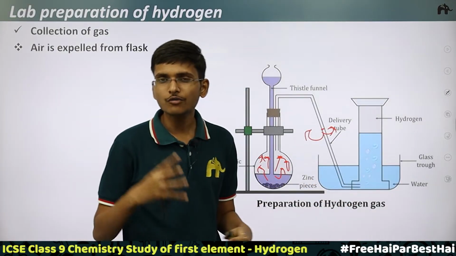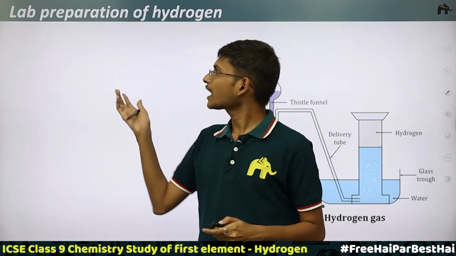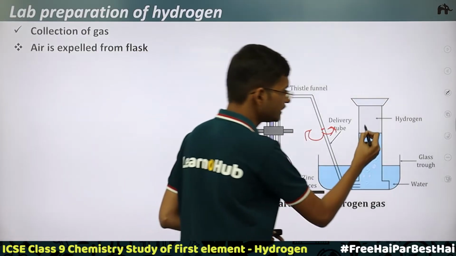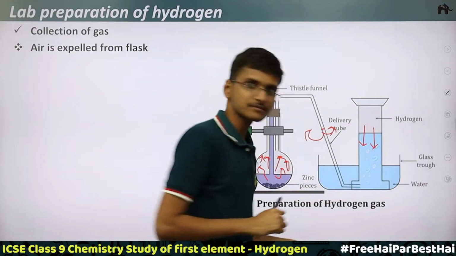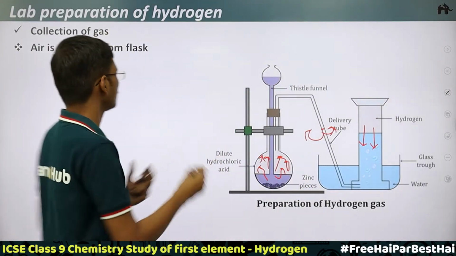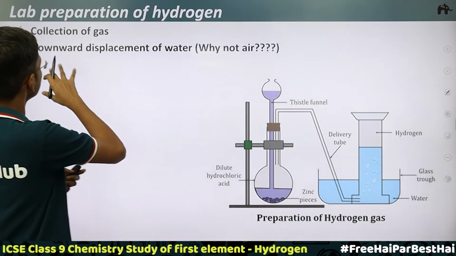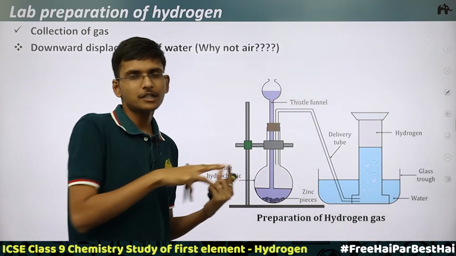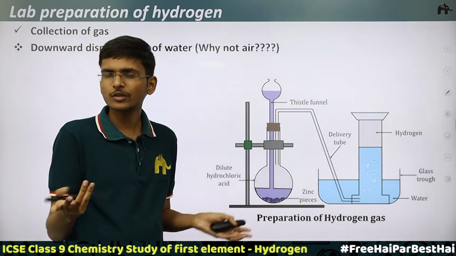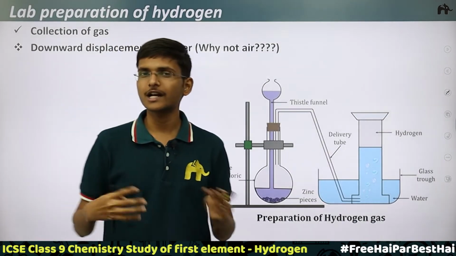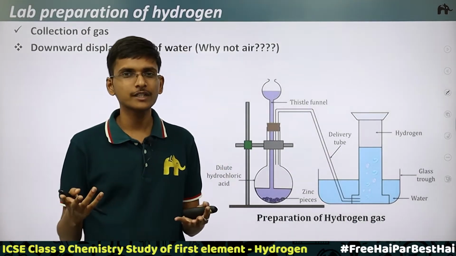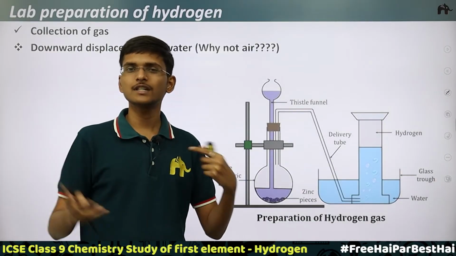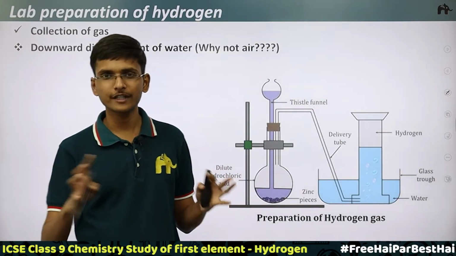Fine. Now how are we collecting this? How are we collecting hydrogen gas? By downward displacement of water. Understood? This downward displacement of water is carried out, but not downward displacement of air. You would study in your class 10th the collection of ammonia gas or hydrogen chloride gas, and there we would see upward displacement of air, downward displacement of air, and all those things.